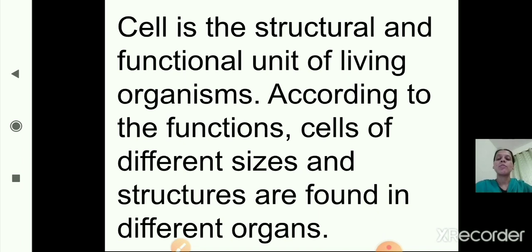Okay. So cell is the structural and functional unit of living organism. According to the functions, cells of different sizes and structures are found in different organs, and cell is the structural and functional unit of living organism.